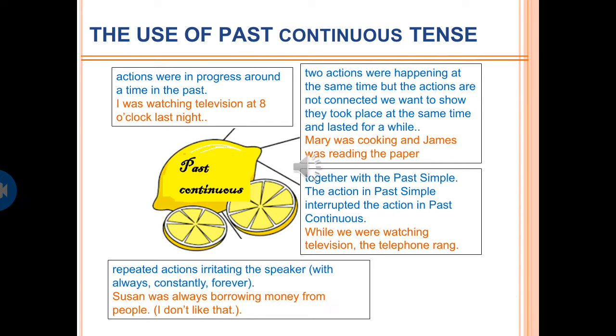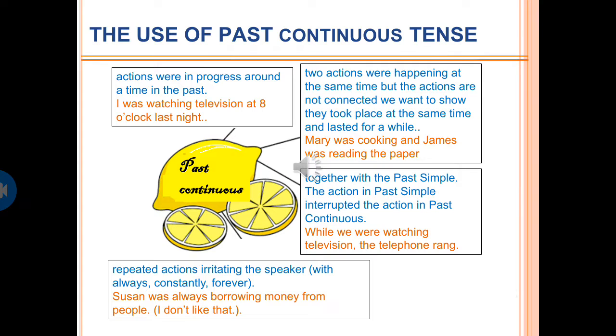We also use the past continuous to talk about two actions that were happening at the same time, but the actions are not connected. We want to show that they took place at the same time and lasted for a while. For example, Mary was cooking and James was reading the paper. We also use the past continuous together with the past simple, when the action in the past simple interrupted the action in the past continuous. For example, while we were watching television, the telephone rang.